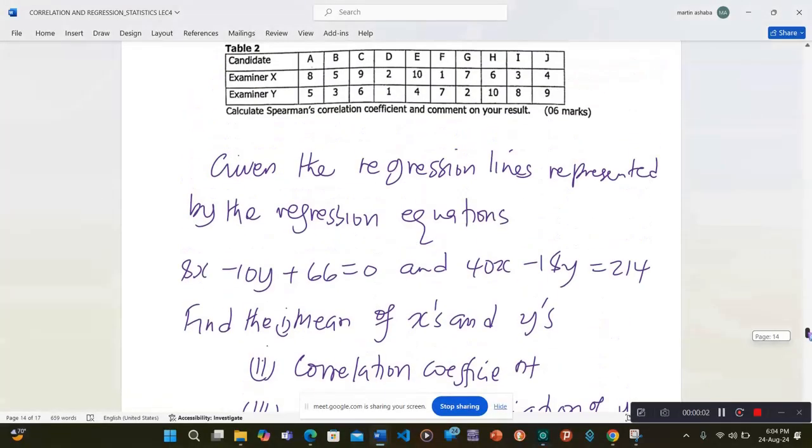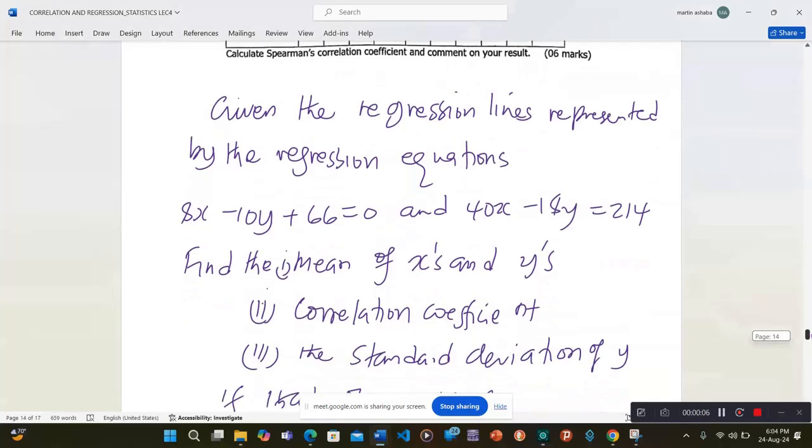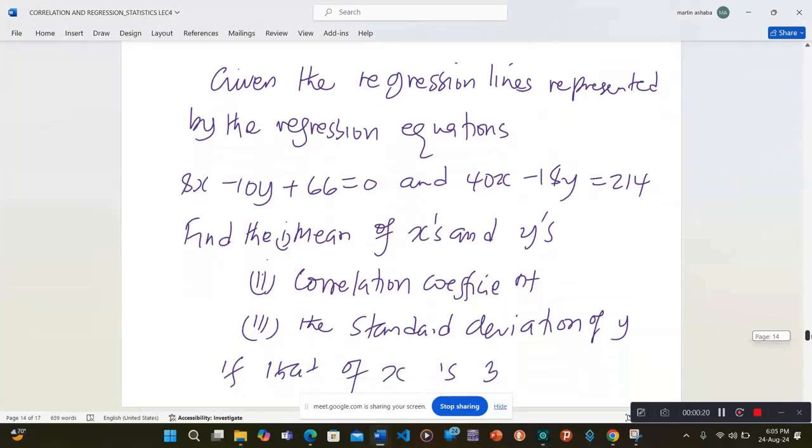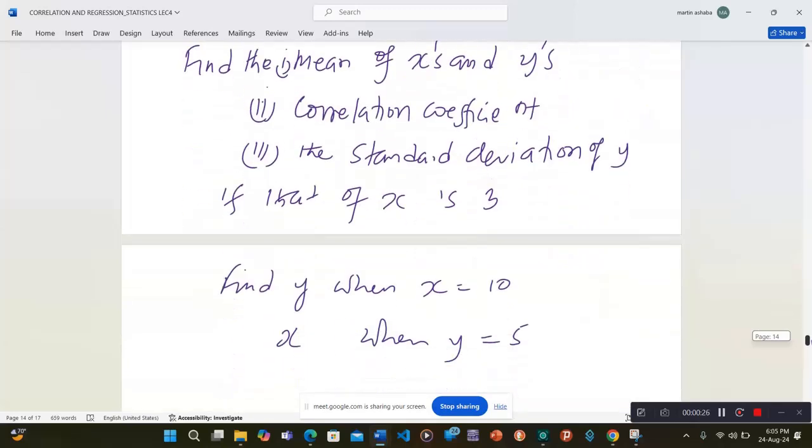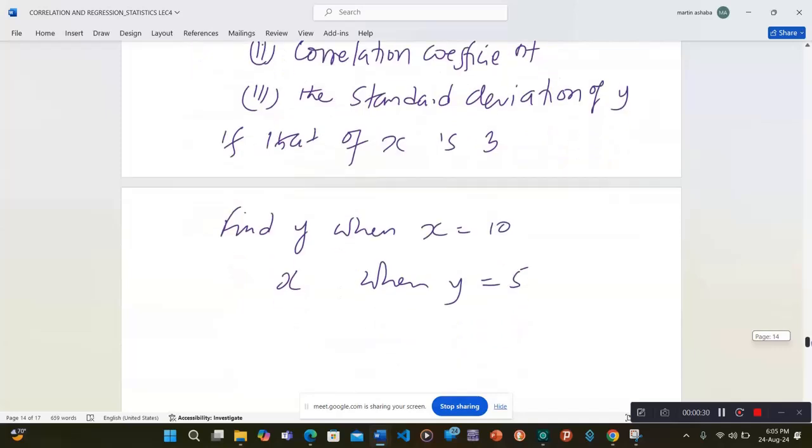So now, the question says, given the regression lines represented by the regression equations 8x minus 10y plus 66 is equal to 0, and 40x minus 18y is equal to 214, find the mean of x's and y's, then the correlation coefficient, the standard deviation of y if that of x is equal to 3, find y when x is equal to that, find x when y is equal to 5.